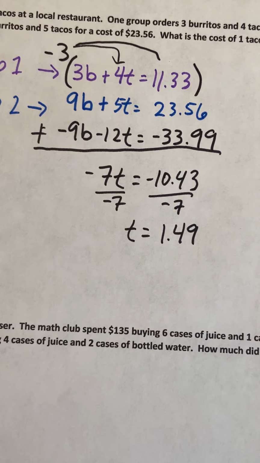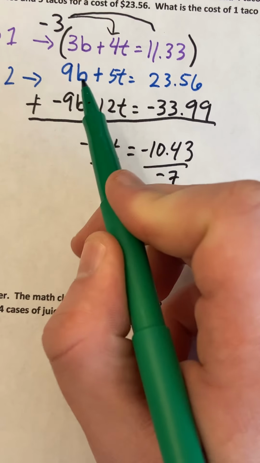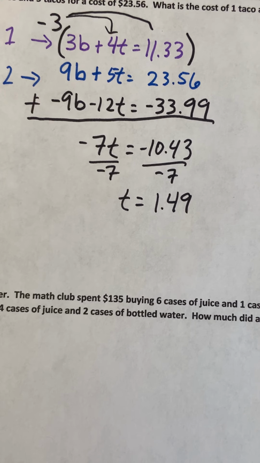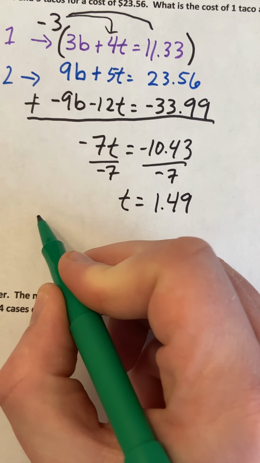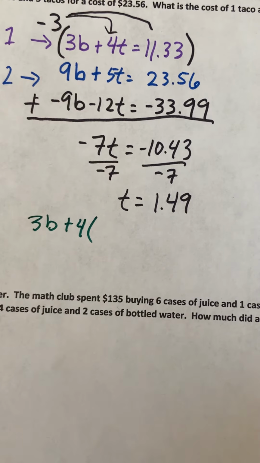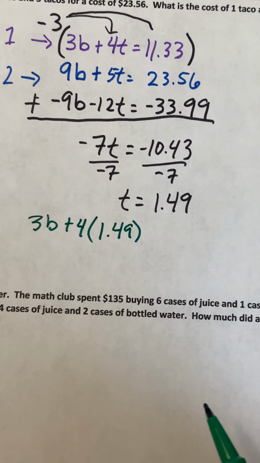Suggestion would be, find the easiest one. Find ones that have the smallest numbers. Find ones that have less negatives that you have to deal with. Kind of strategy, kind of pick an easiest one there. Okay, so with that being said, I'm going to pick the purple equation. So we know that t is 1.49. So in this purple equation, everywhere I see a t, I am going to put a 1.49 here. Okay, so we've got 3b plus 4 times, now I'm going to substitute in this 1.49, right? Because we know what the price of a taco is.